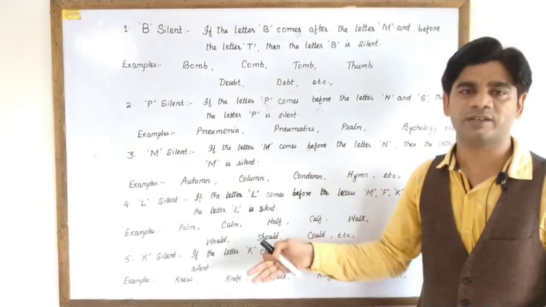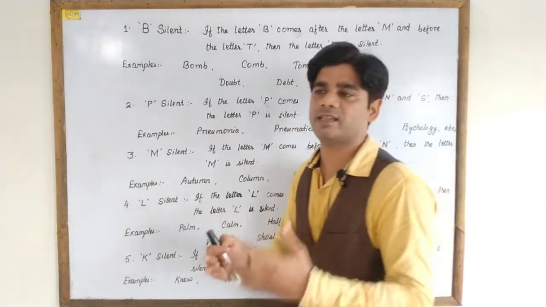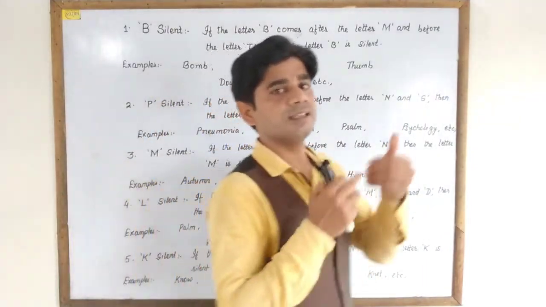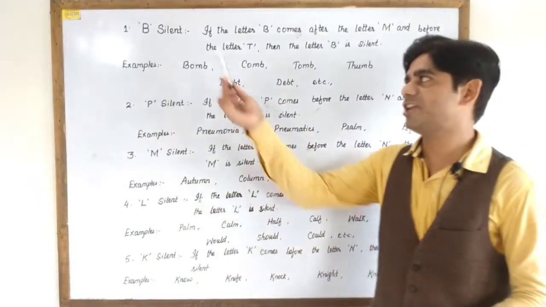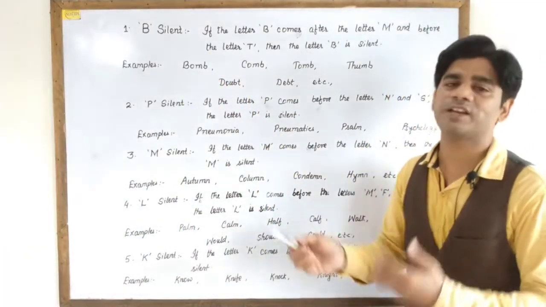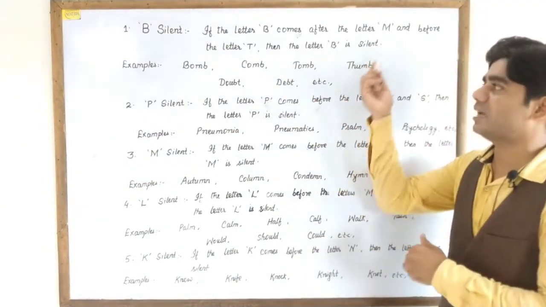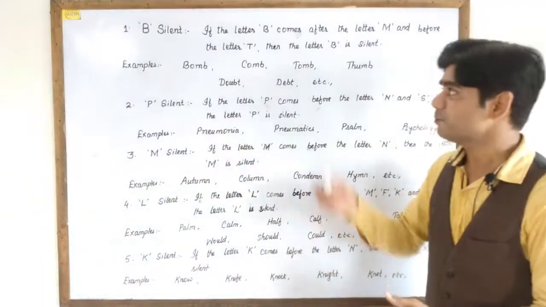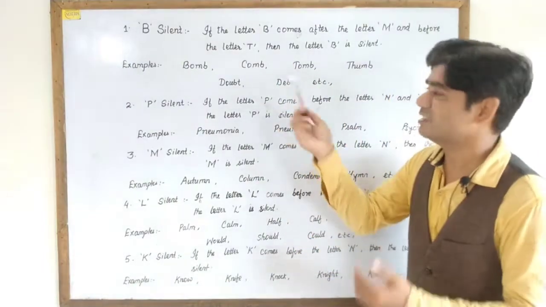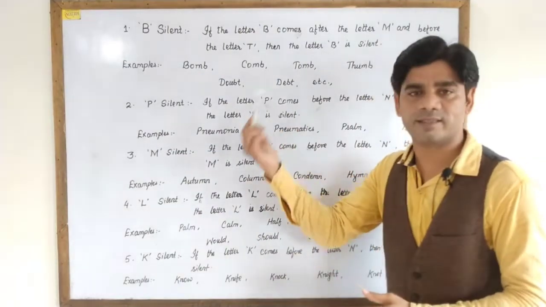Now, in this tutorial video session, we are going to read some silent letters systematically, one by one in detail. The first one is letter B silent. When does the letter B become silent? If the letter B comes after the letter M and before the letter T, then the letter B becomes silent. Now we can understand this with some examples.